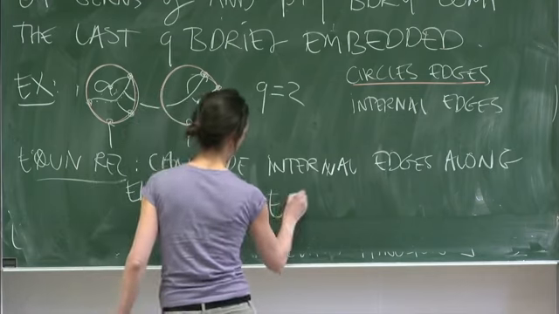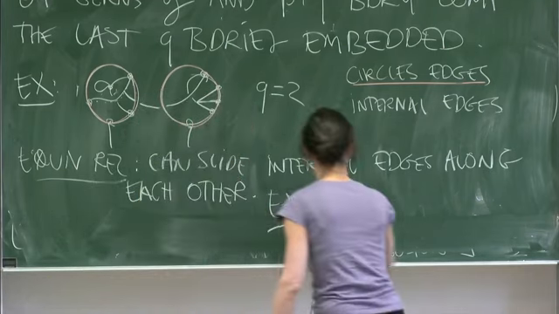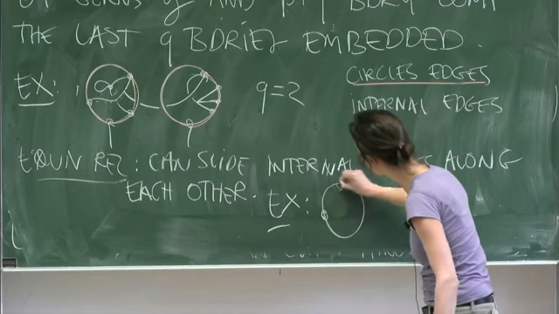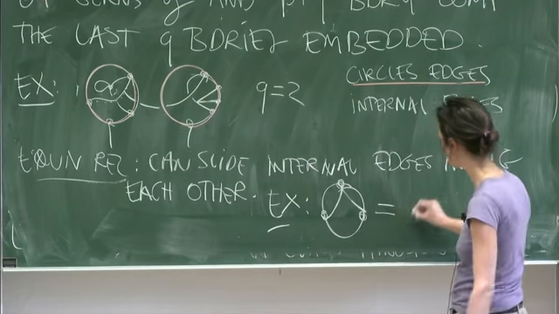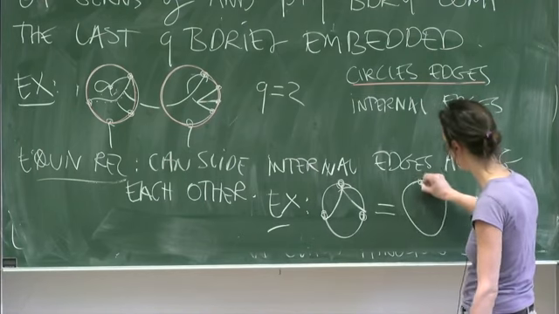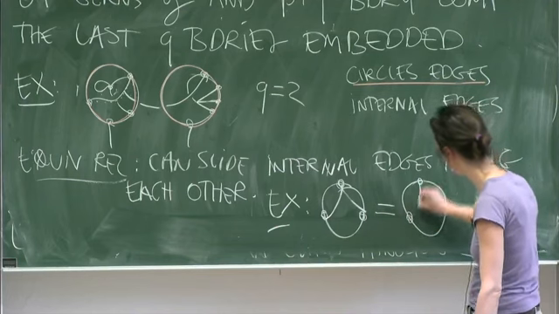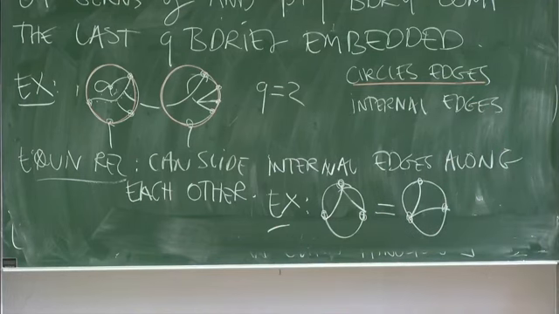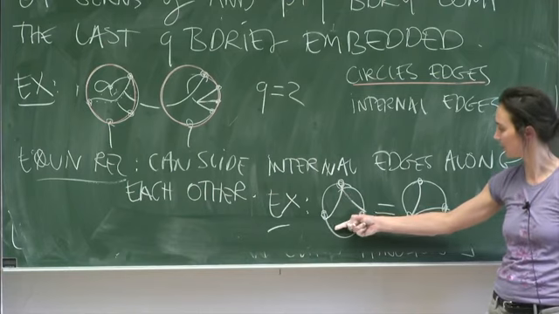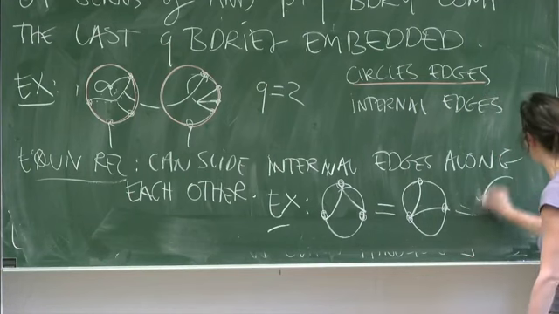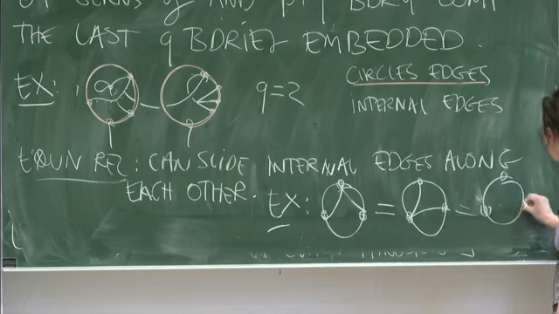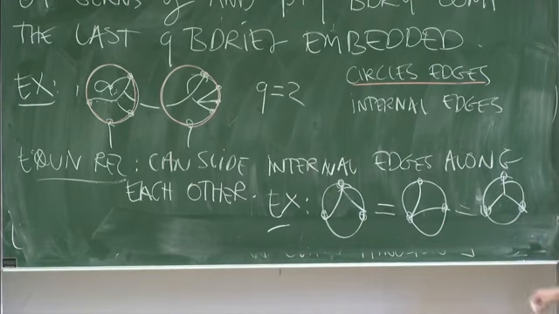For example, a diagram like this is equal, as a Sullivan diagram, to a guy like this, where I've done a slide of this edge along the other one. It's also equal to a guy like this, where you could slide.